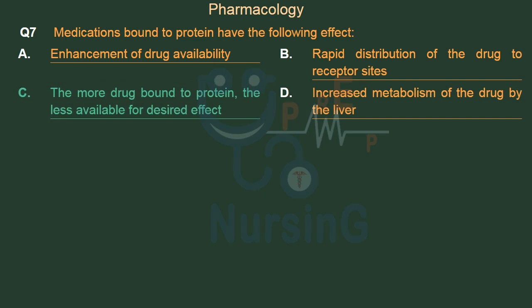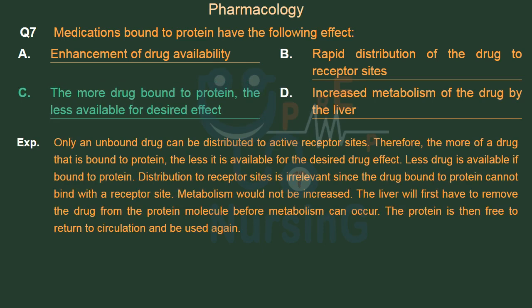The more drug bound to protein, the less available for desired effect. Only an unbound drug can be distributed to active receptor sites. Therefore, the more of a drug that is bound to protein, the less it is available for the desired drug effect. Less drug is available if bound to protein. Distribution to receptor sites is irrelevant since the drug bound to protein cannot bind with a receptor site.